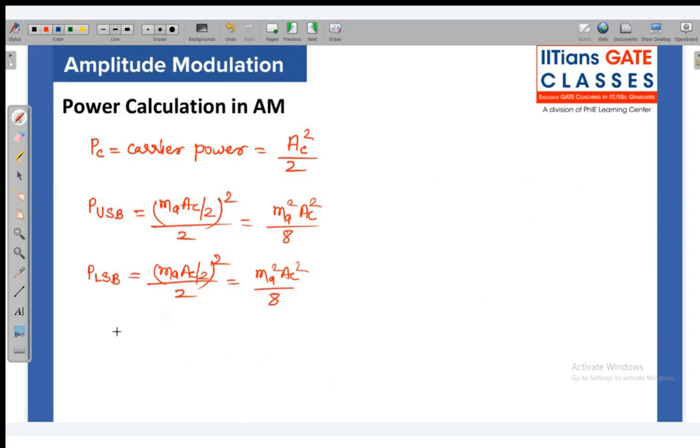If I ask you to calculate the total sideband power, what should you do?